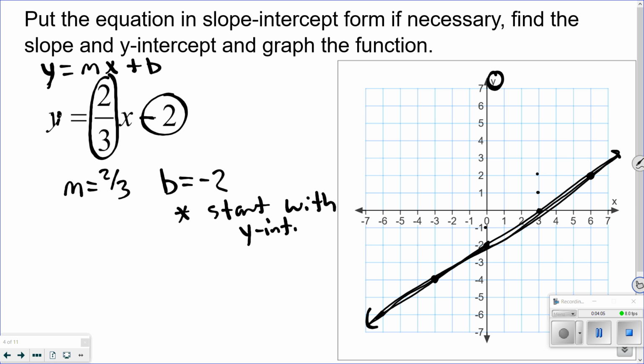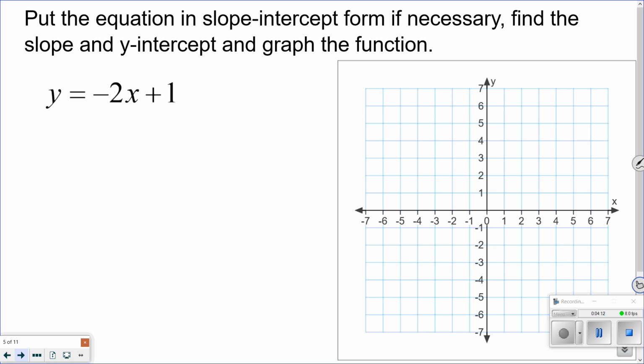So this is a really easy way to graph, especially if your equation is already in the y equals mx plus b form. So here's another one. This one is in slope-intercept form again, right? I've got y equals something times x plus 1. So go ahead, circle the -2 and label it. I know that's my slope, that's m. And then 1 is b, it's the y-intercept. Okay, start with the y-intercept. Make sure you go on the y-axis to 1.